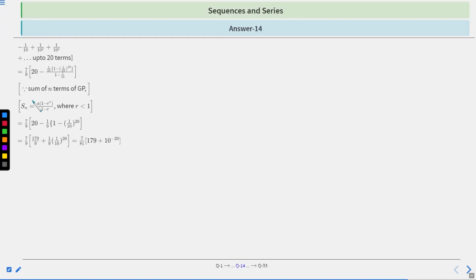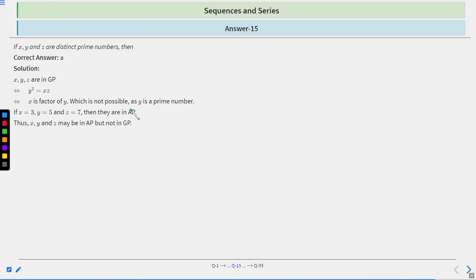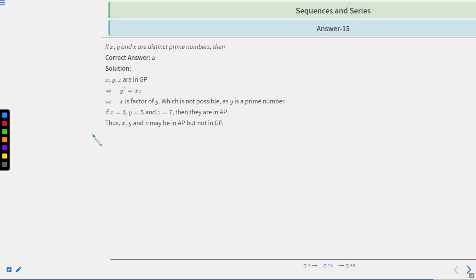Now let's discuss the next question, question number 15. If x, y, and z are distinct prime numbers, then which of the options holds. Let's move to the solution after 10 seconds. Since x, y, z are in GP, so y square is equal to xz. Then x is a factor of y, which is not possible as y is a prime number. If x equals 3, y equals 5, and z equals 7, they are in AP. Thus, x, y, and z may be in AP but not in GP. So option A is the right choice.